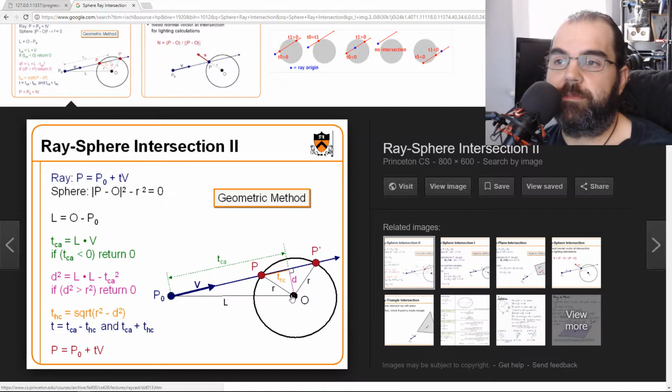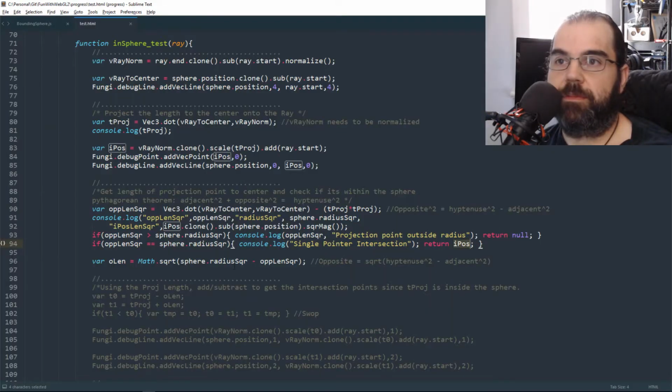And now we know this length because it's the radius of our sphere, because it touches the circle itself. So by rearranging the Pythagorean theorem, we can then get this length as well. And so let's see. And we can get that done right here.